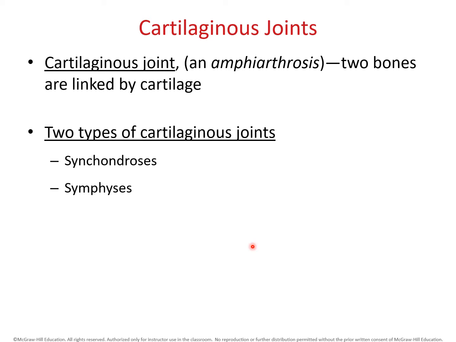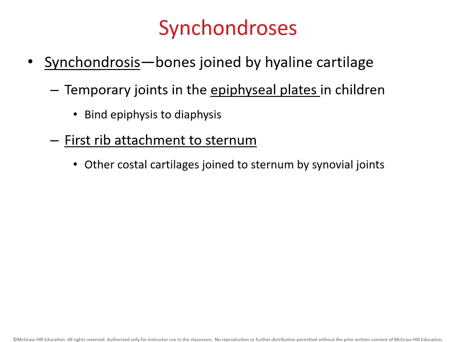Now let's move on to the second structural class of joints, and these are referred to as cartilaginous joints. Cartilaginous, just what it sounds like. These bones will be linked by cartilage. Our cartilaginous joints are typically classified functionally as amphiarthrosis. This means that we are able to get some movement out of this area. We're going to break the cartilaginous joint down into two types: synchondroses and symphyses. So let's take the first one, synchondrosis.